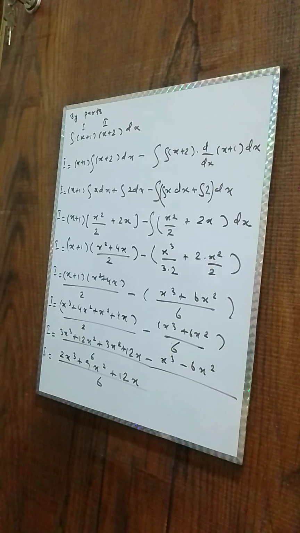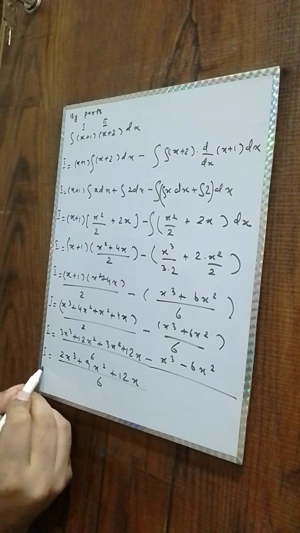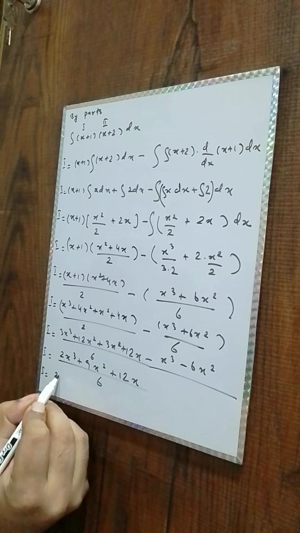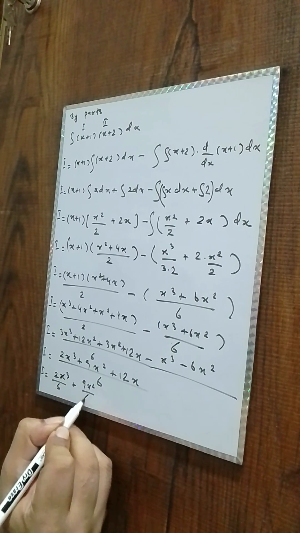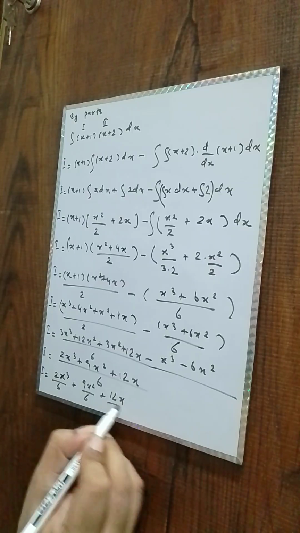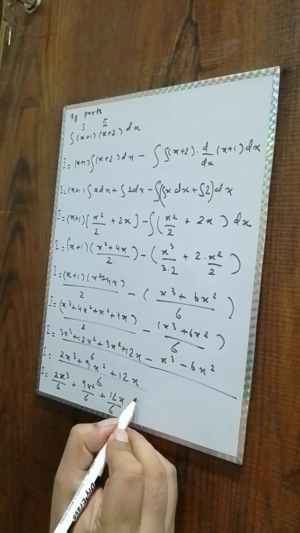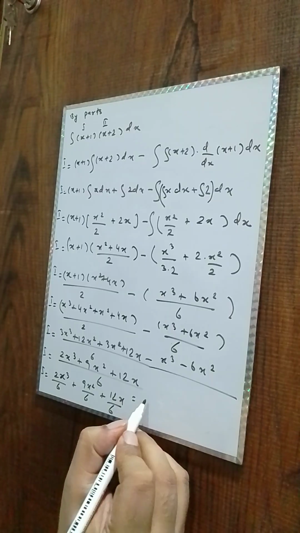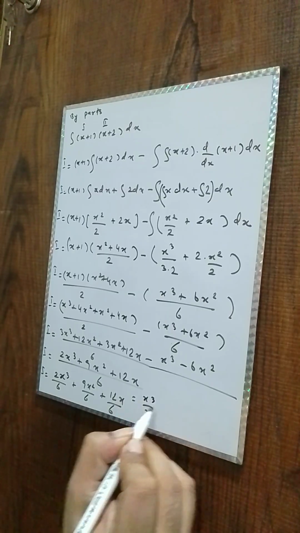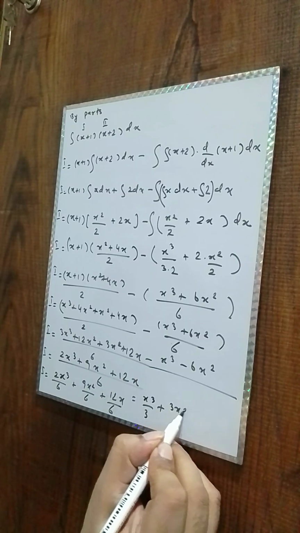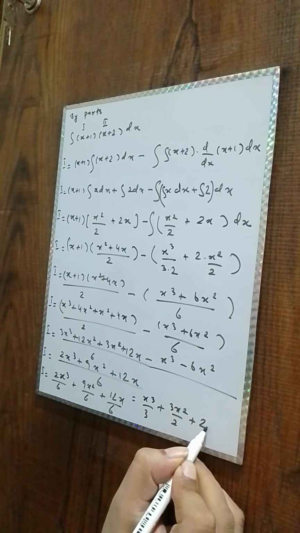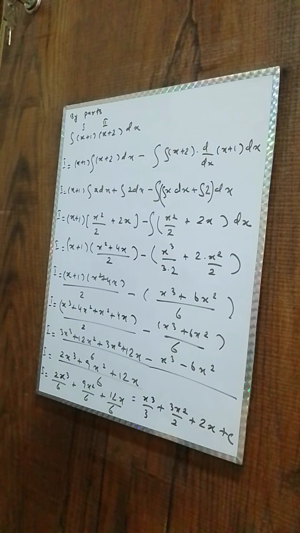So what we do is we simply make something like this: 2x cubed by 6 plus 9x squared by 6 plus 12x by 6. So this is equal to x cubed by 3 plus 3x squared by 2 plus 2x plus c, the constant of integration. So this seems to be the very form after the integration.